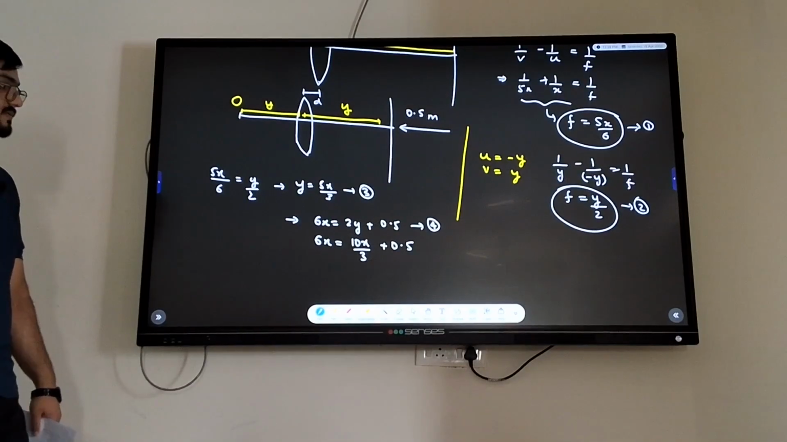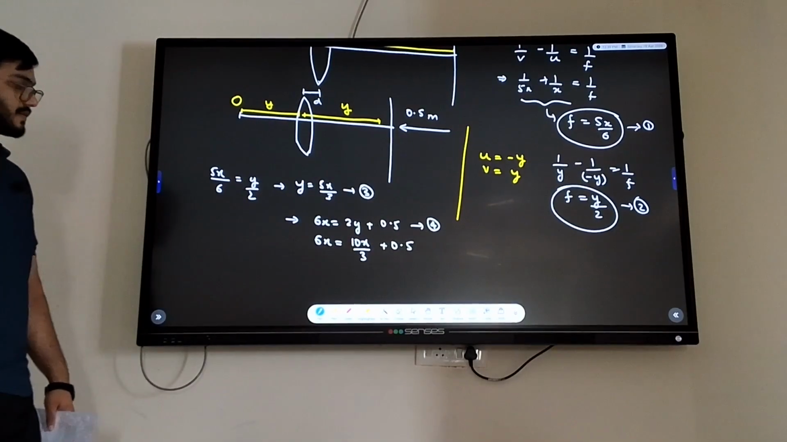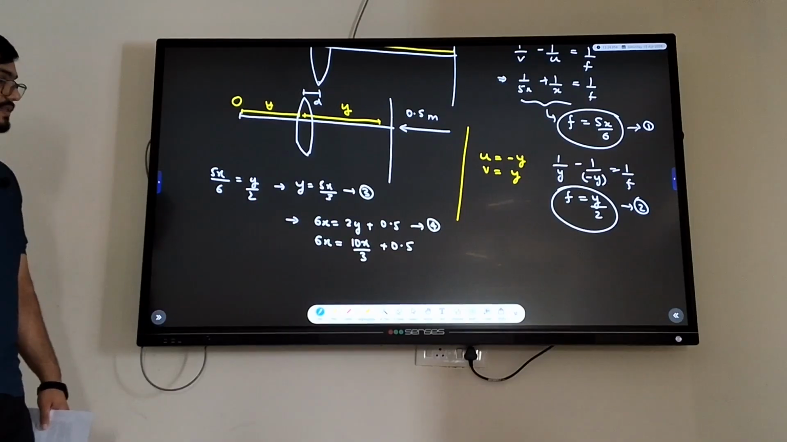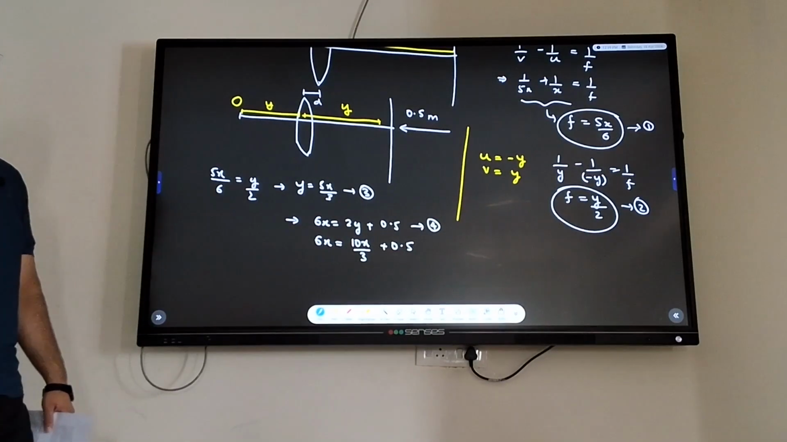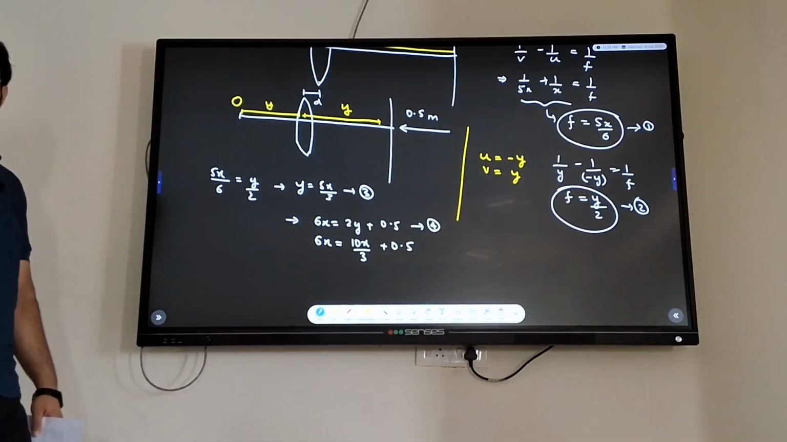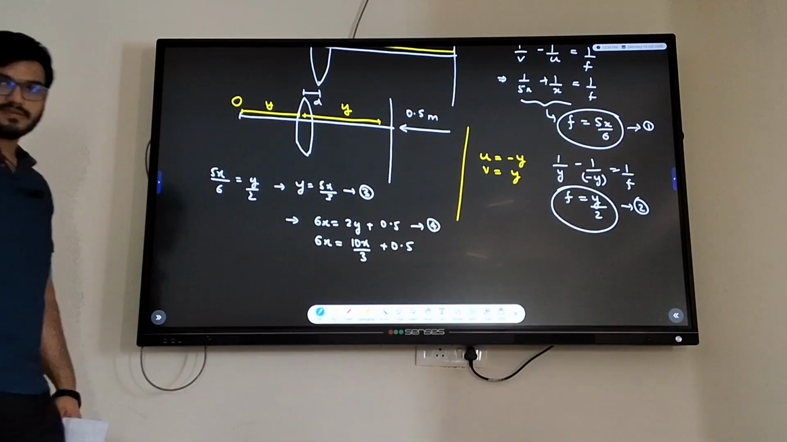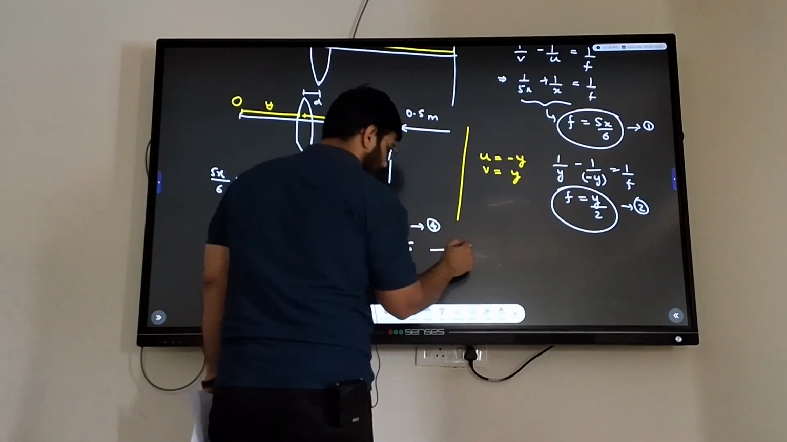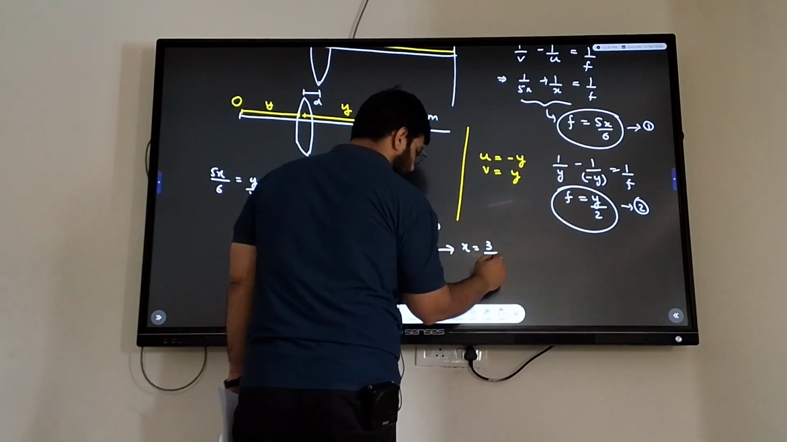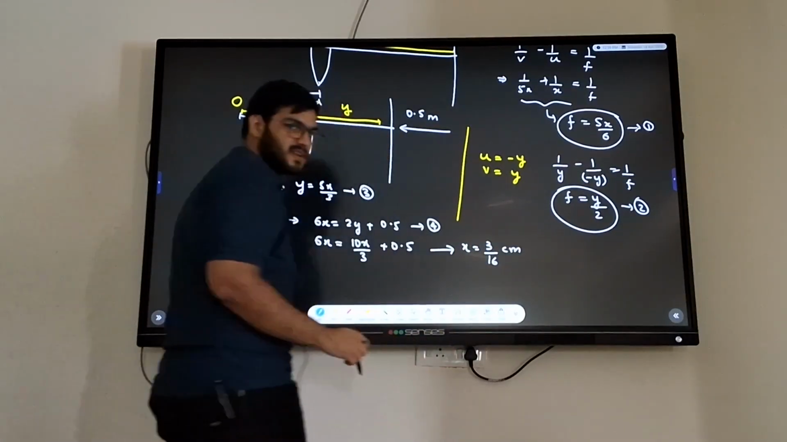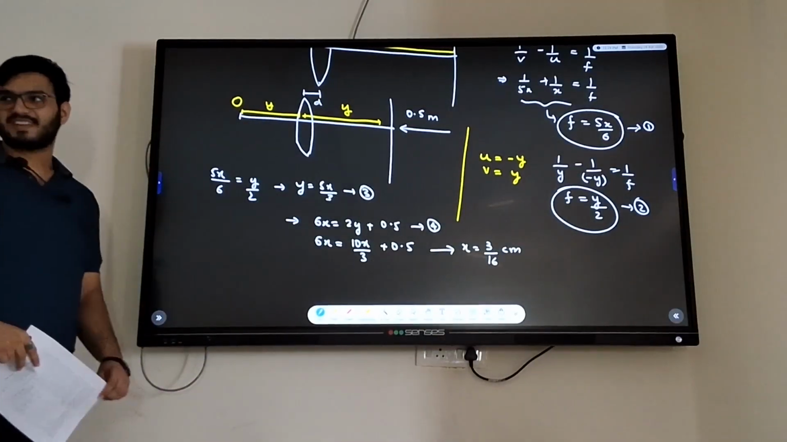8x by 3 is equal to 0.5. 8x equal to how much is coming? x is equal to 3 by 16. He is saying x is equal to 3 by 16. I am believing it. Okay? Please check it as well.